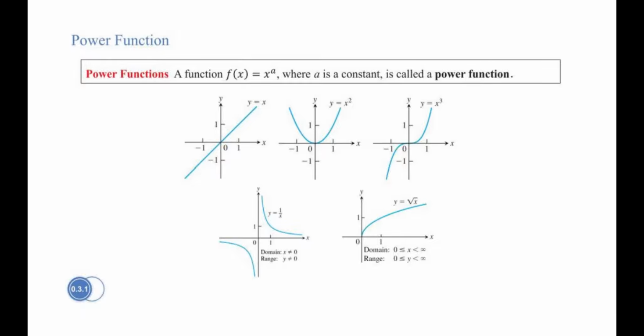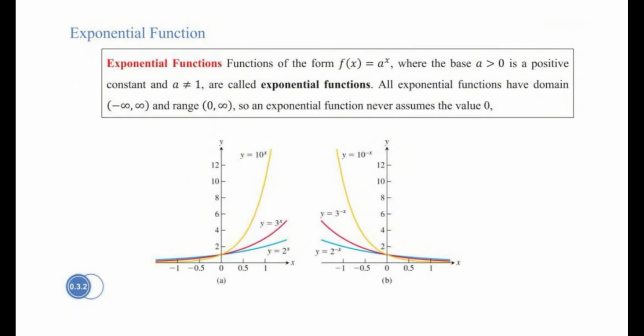So overall, power functions all follow the form x to the power of a, but their graphs can look very different depending on the value of the exponent. Now we're moving into exponential function. An exponential function has the form f(x) equal to a to the power of x, where the base a is positive and not equal to 1.